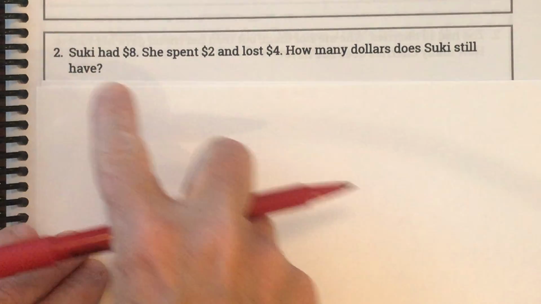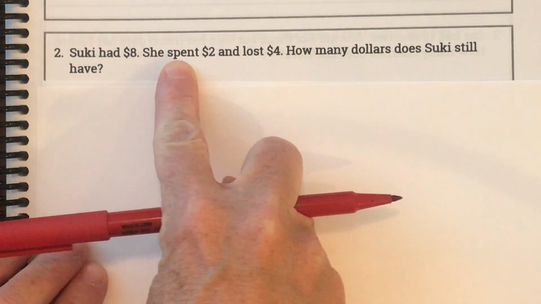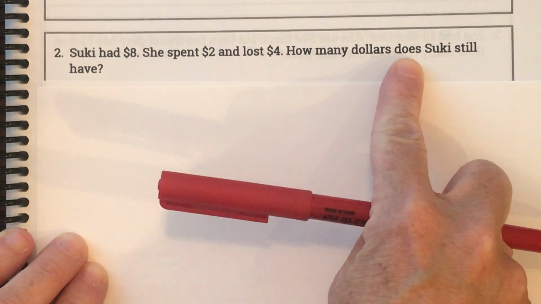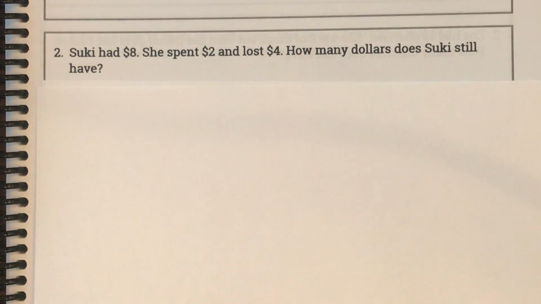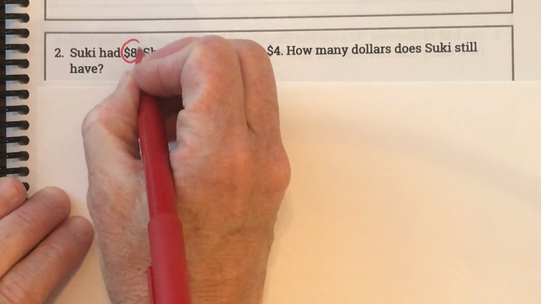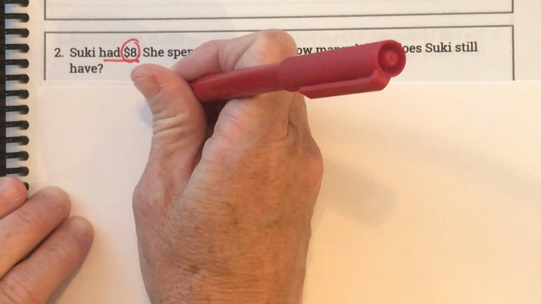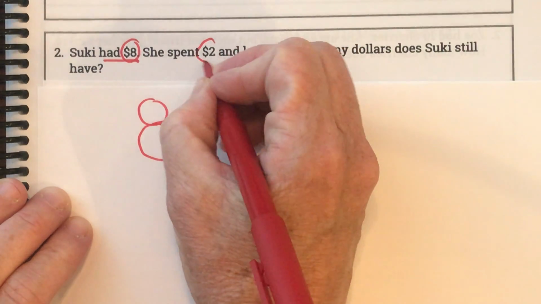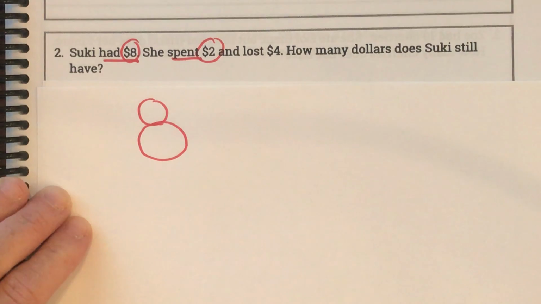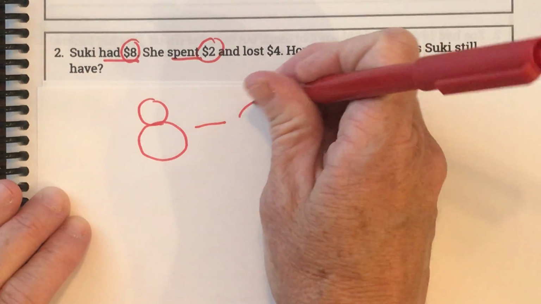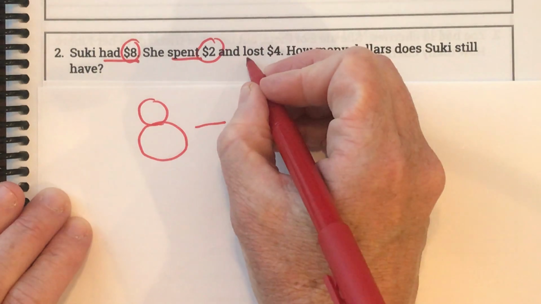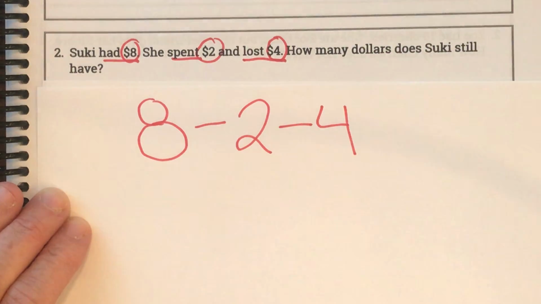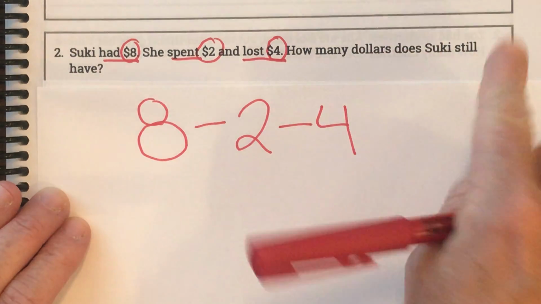And it says, Suki had $8. She spent $2 and lost $4. How many dollars does Suki still have? Okay, so what do we have? It says Suki had $8. So that would be our starting number. So she had $8. And then it says she spent $2. So if you spend money, that means it's subtract or take away. And then it says, and lost $4. Well, if you lose money, that's subtraction also. How many dollars does Suki still have?